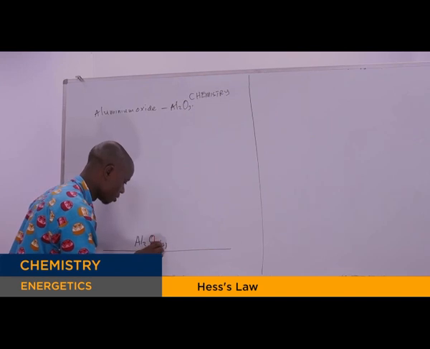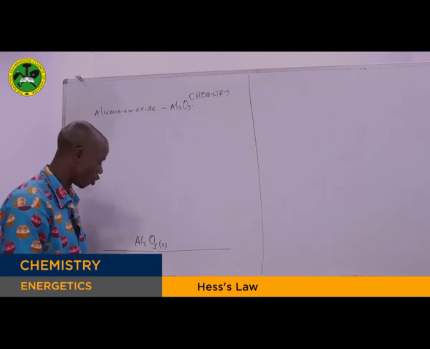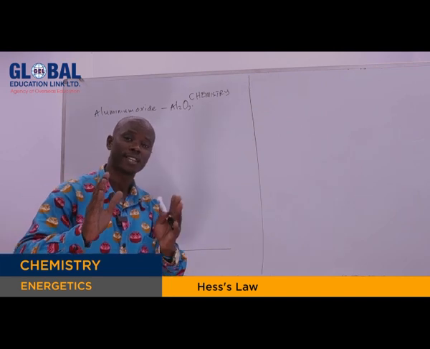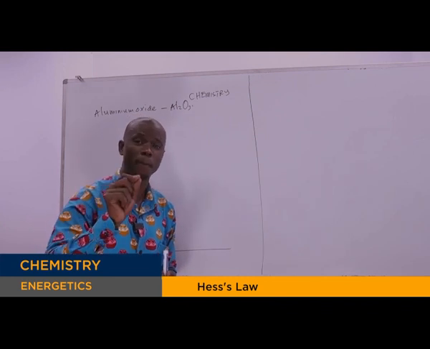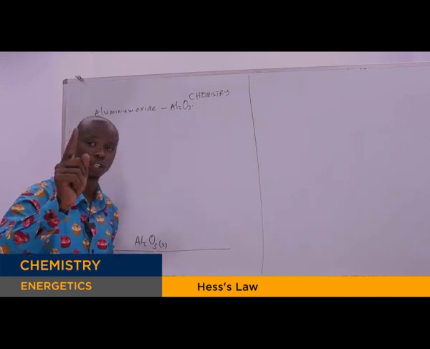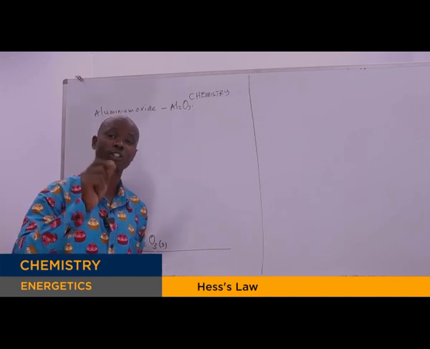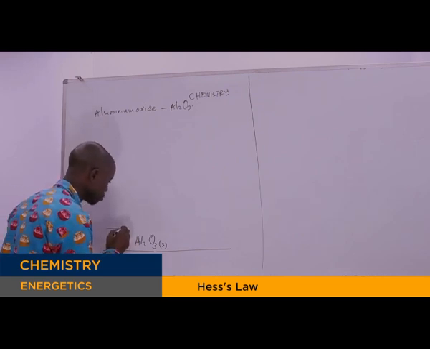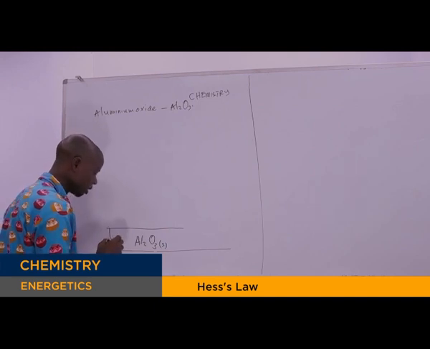So we have aluminium and we have oxygen. But when we talk about the enthalpy of formation of a compound, the elements which make that compound should be in the pure standard state. The pure standard state of aluminium is solid because it is a metal. The pure standard state of oxygen is a gas, a diatomic molecule, because it is a non-metal. So you write these elements at the top. The arrow will point downward.